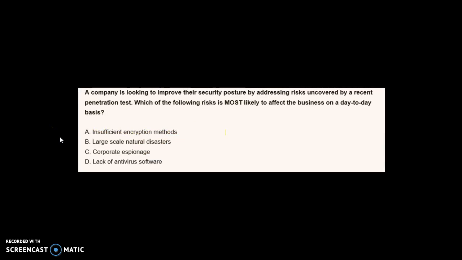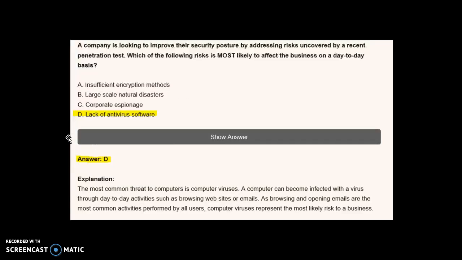A company is looking to improve their security posture by addressing risks uncovered by a recent penetration test. Which of the following risk is most likely to affect the business on a day-to-day basis? The answer is D, lack of antivirus software. The most common threat to computers is computer viruses. A computer can become infected with a virus through day-to-day activities such as browsing websites or emails.